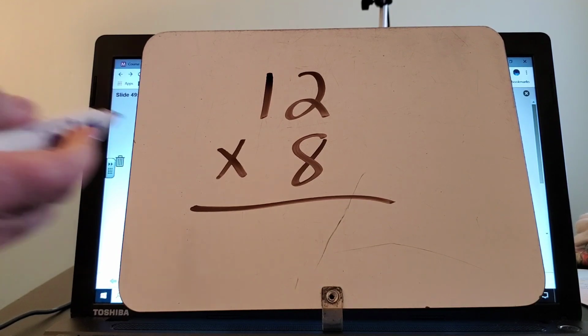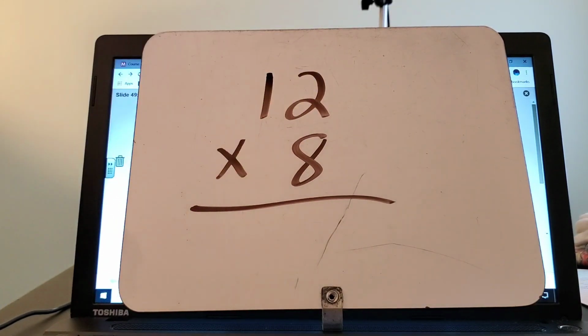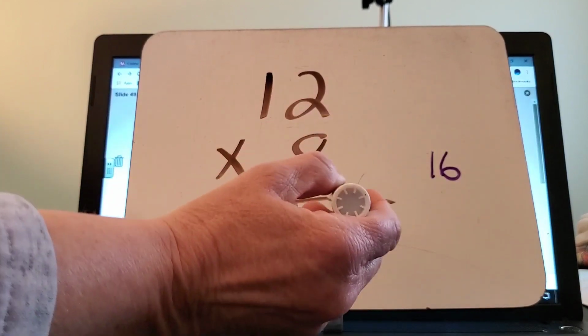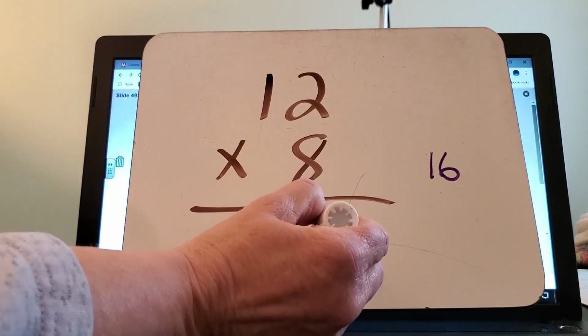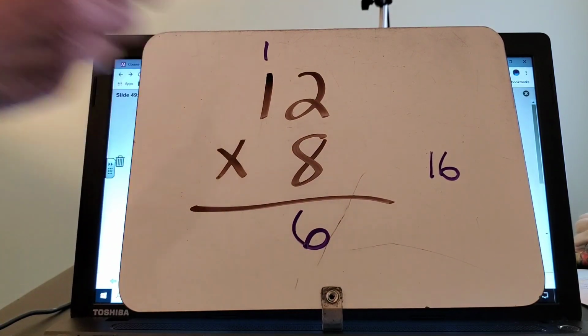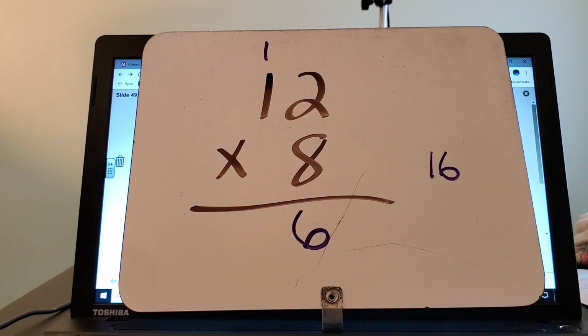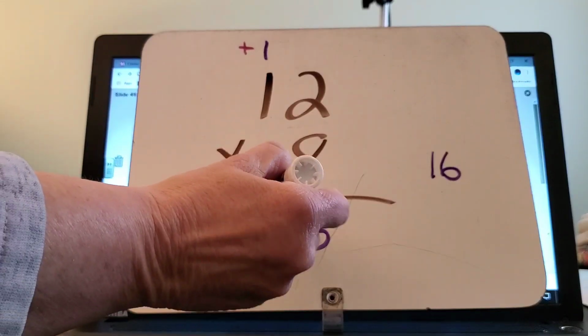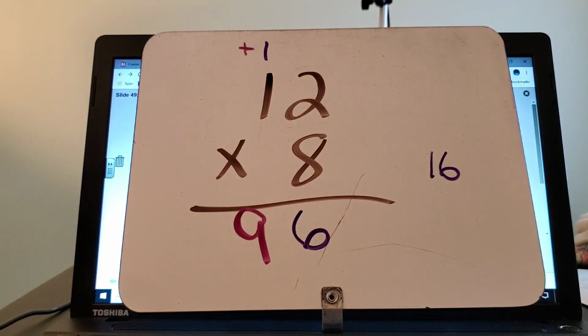We're going to start with the ones. 8 times 2. Well, what's 8 times 2? 16. Since 16 is written like this, we put the 6 in the ones and we regroup the tens. Now we're going to multiply the tens, and we have 8 times 1. What's 8 times 1? 8, plus the 1 we regrouped. So 8 plus 1 is 9. So 12 times 8, or 8 times 12, is 96.